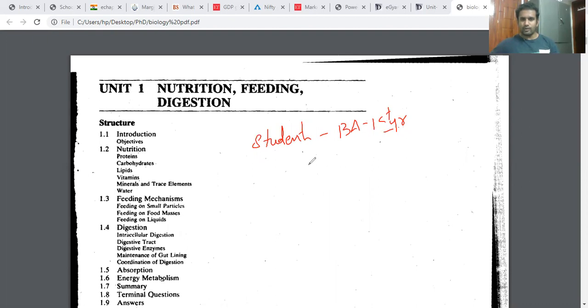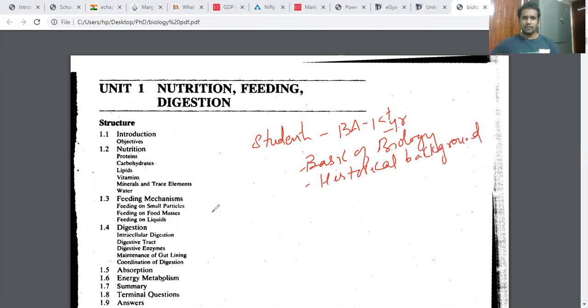So you know that we have completed basics of biology. We have done with it. Basics of biology. Okay. If you take out your books, you will know it. We have also completed about historical background of our biology. Right. We have also learnt about different fields of biology.